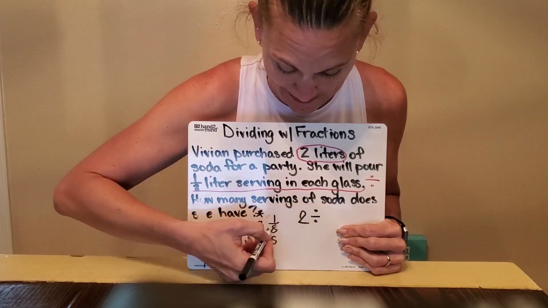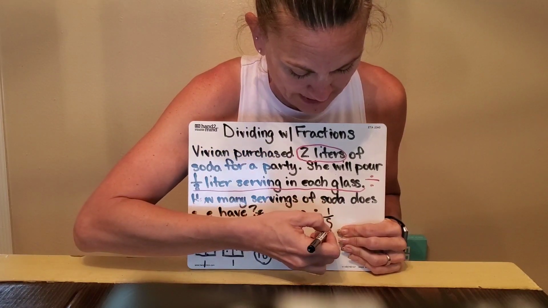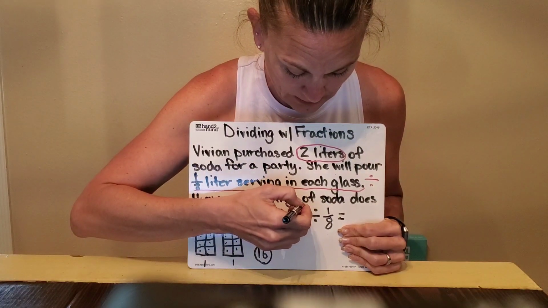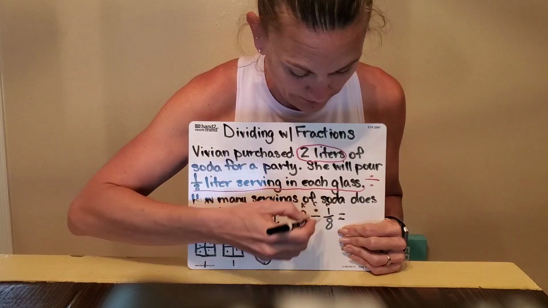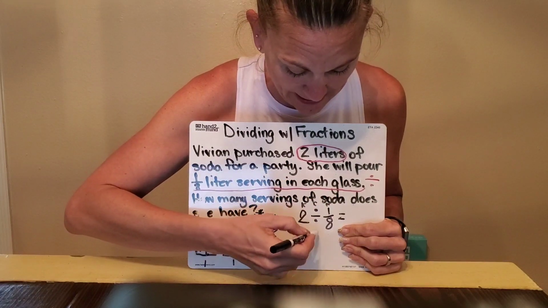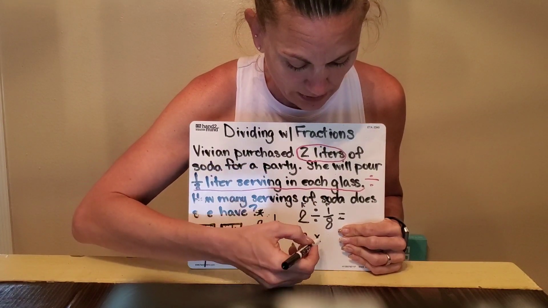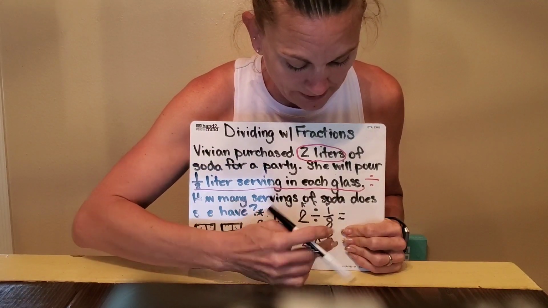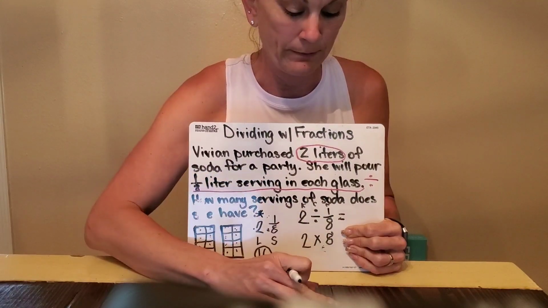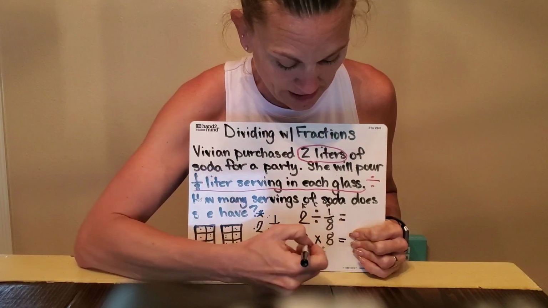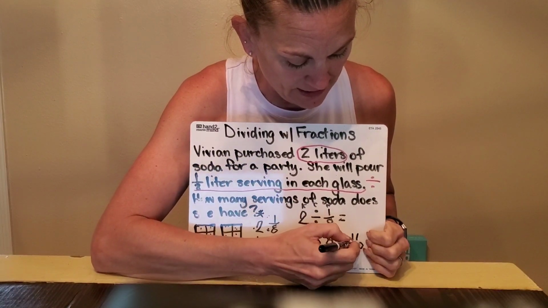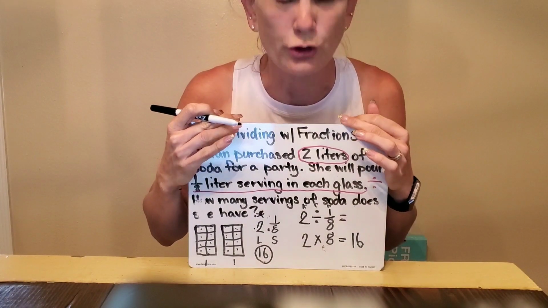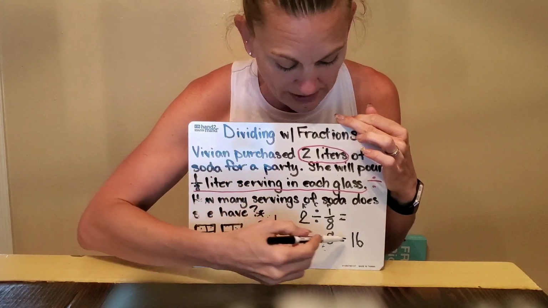So that right there is our first number, 2. Then we divide it by 1/8 because that is 1 serving. Now, if we do the whole keep, change, flip, 2 is going to stay just like it is. We're going to change that to a multiplication, and 1/8 becomes 8 over 1, or simply the whole number 8. That's easy. 2 times 8, 16. 16 what? 16 servings.